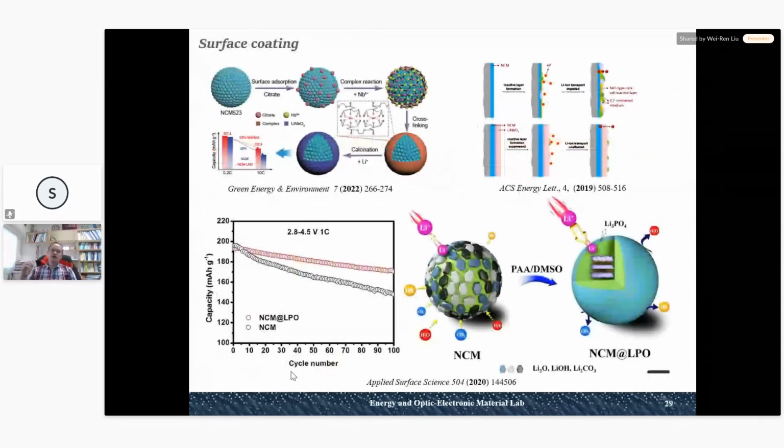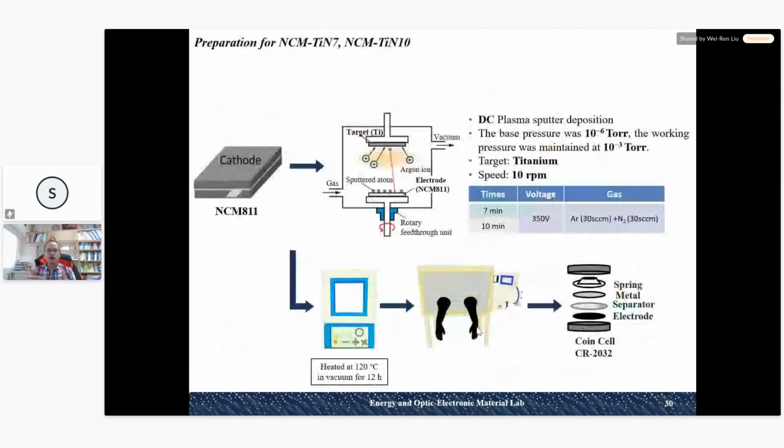Because the NCM cathode is very active on the surface, there are some side reactions between the cathode and the liquid electrolyte. So the best strategy to avoid the side reaction is to make a surface coating. You can see here, for NCM, a lot of papers use different coating technologies to avoid the side reaction between the liquid electrolyte and the cathode. So in this study, we try to use a titanium nitride coating on the surface.